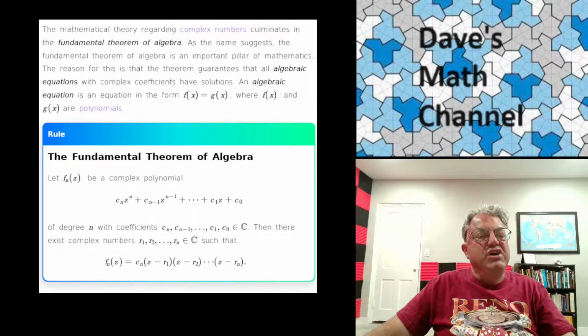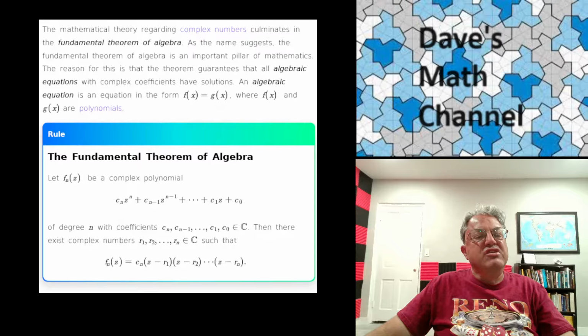So imagine we have a polynomial equation that looks like this: Cn z to the n plus Cn minus 1 z to the n minus 1 plus dot dot dot plus C1 z plus C0 equals 0. Well, what the fundamental theorem of algebra says is that this polynomial, it's a polynomial of degree n, so every polynomial of degree n has exactly n roots. And some of these roots might be repeated. But basically what it's saying is that you can factor this polynomial completely over the complex numbers.